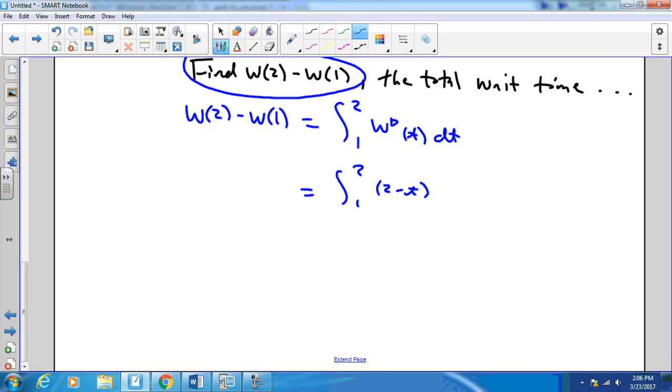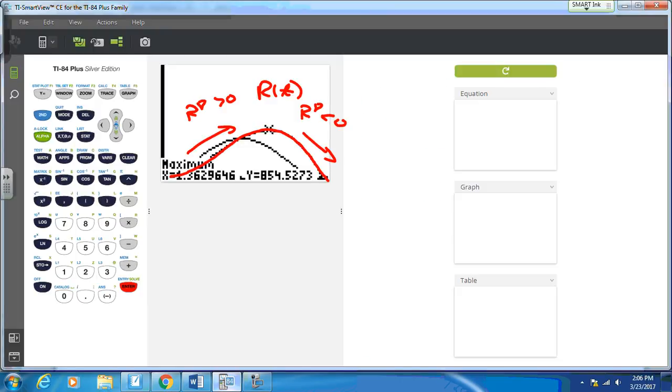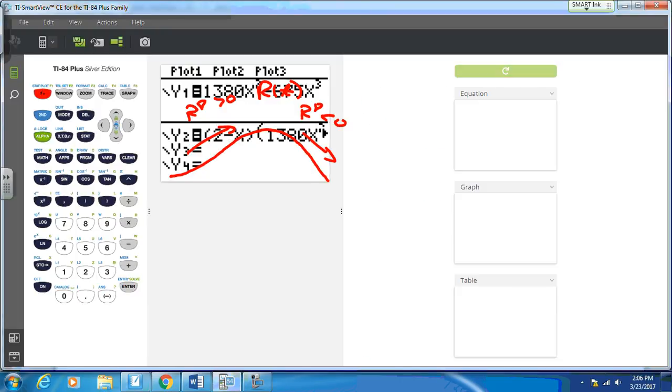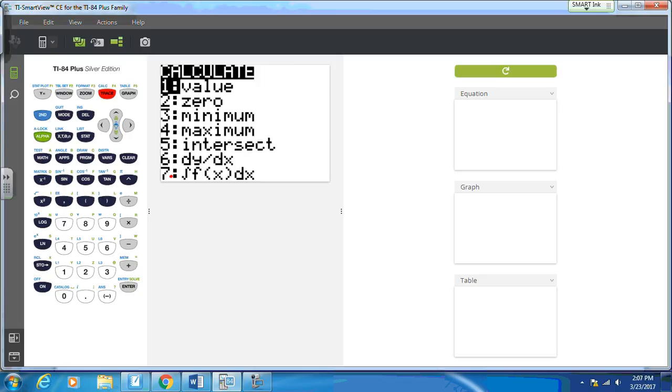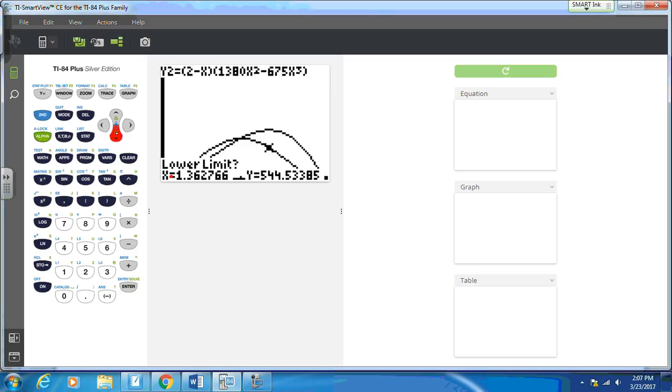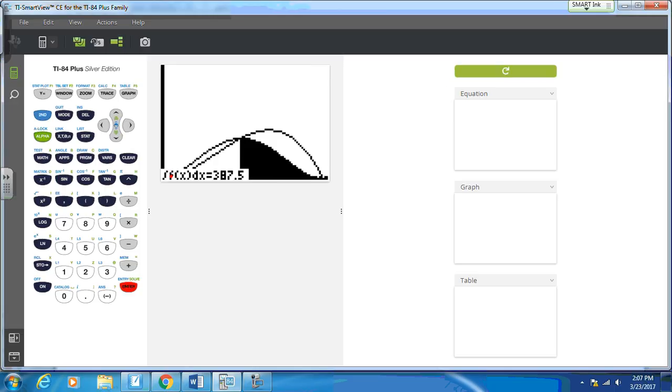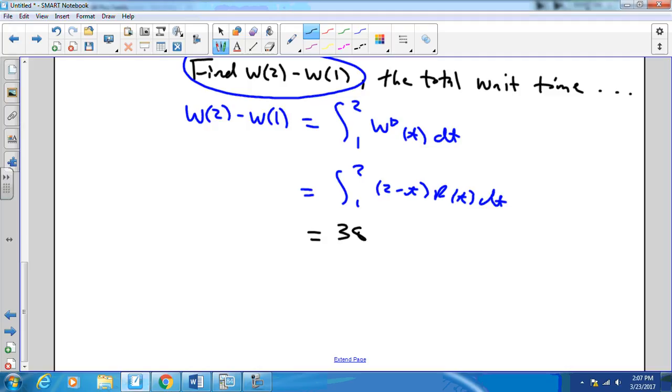And I can integrate that rate because I have R of t, and I can integrate it directly on the calculator. Now, in this particular case, I've already entered that rate into the calculator. There we go. And so when I integrate, being careful to make sure I choose the right curve, notice I have to use the down arrow to get to my second curve here, and then integrate from 1 to 2, then my total wait time is going to be 387.5.